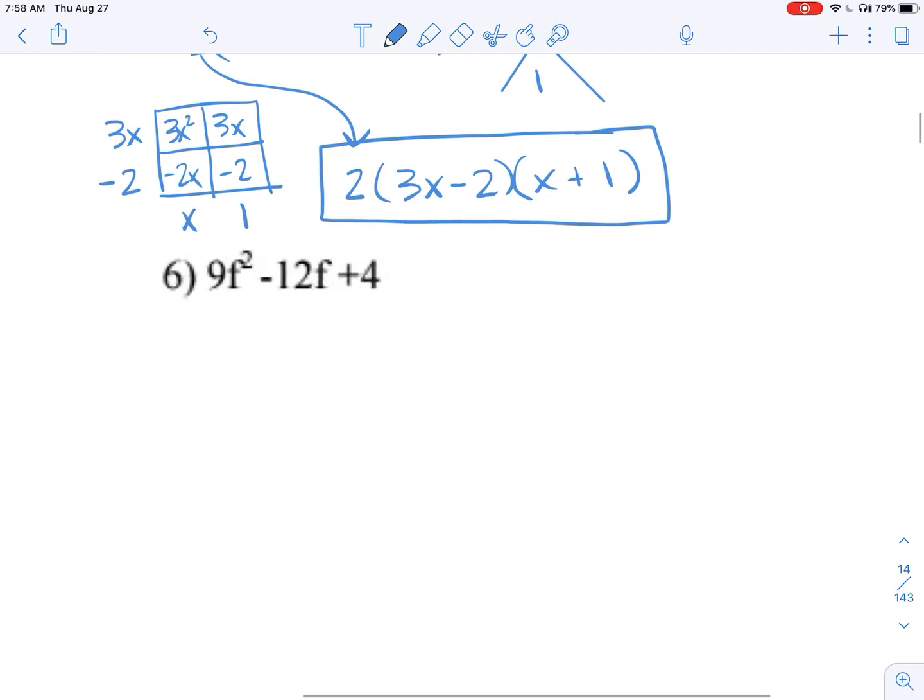And last one. I don't have anything that I can take out, so I'm going to go ahead and start out with a big X. 9 times 4 is 36. And I have a negative 12, so I'm going to have negative 6 and negative 6. Those two multiplied will give me a positive 36, and those two added will give me a negative 12.